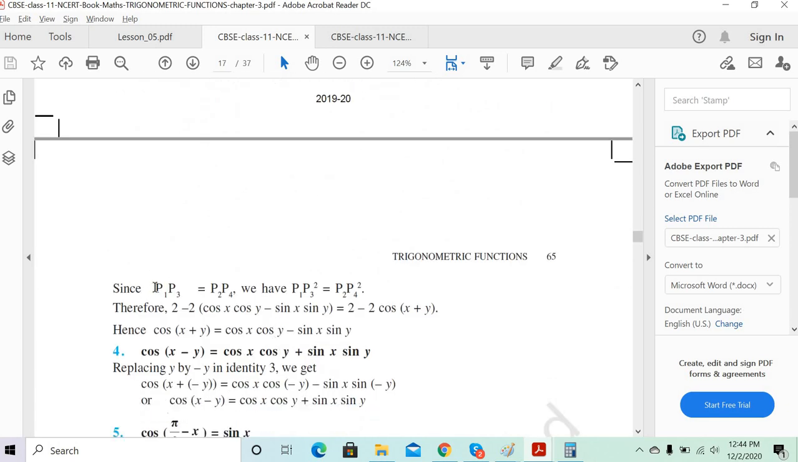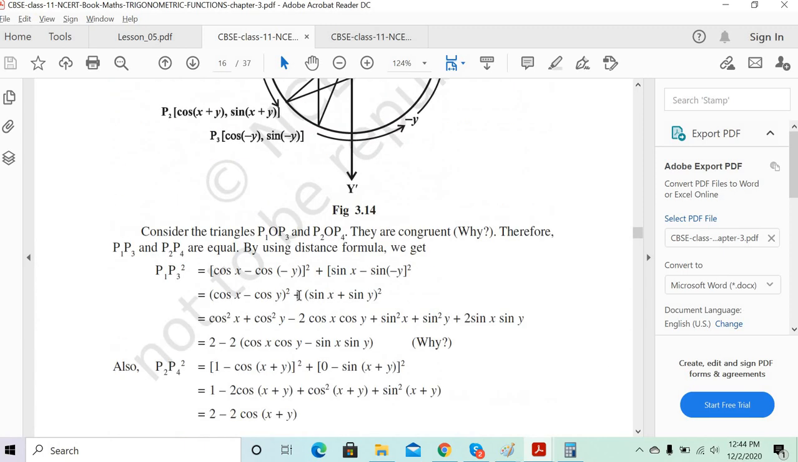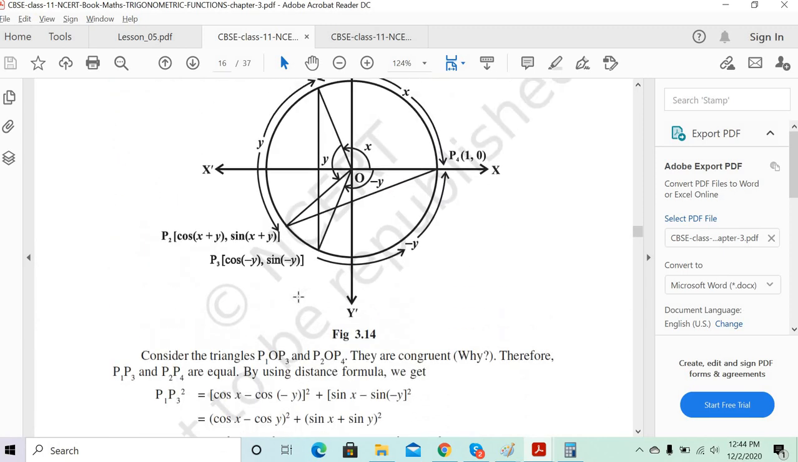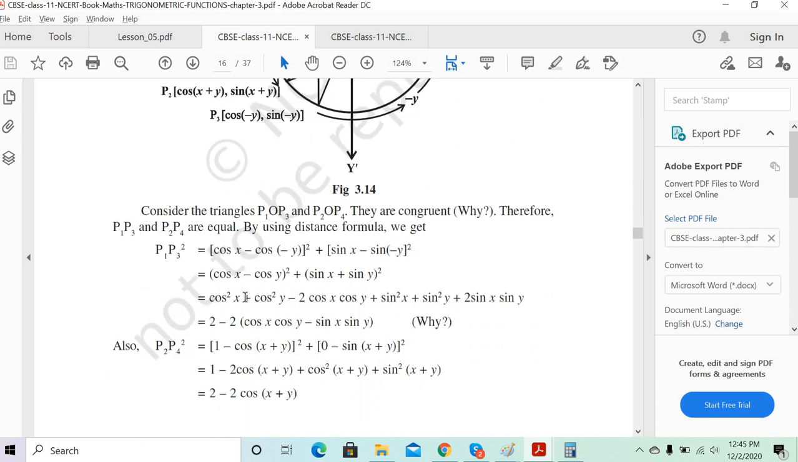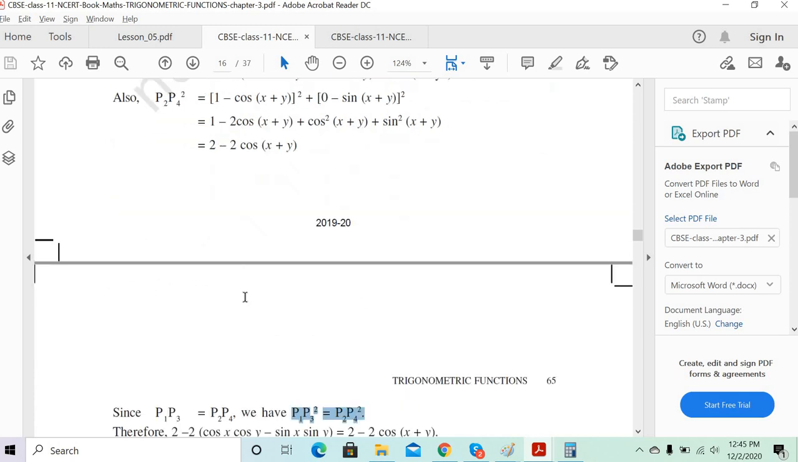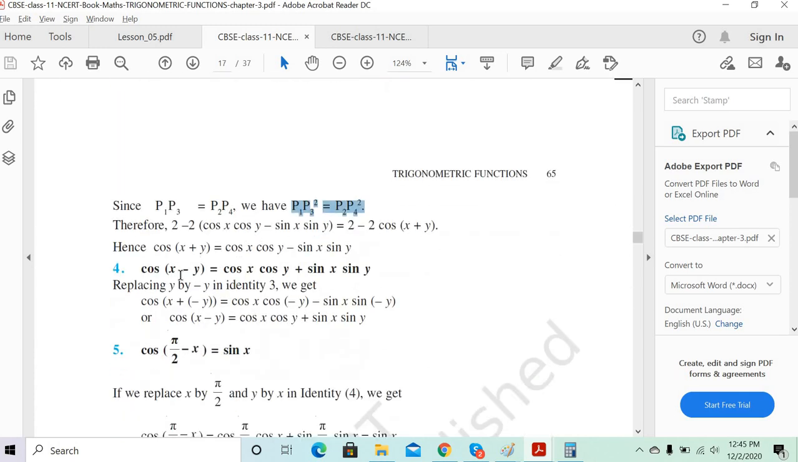So you equated both the things now? No, I just found P1P3 whole square and P2P4 whole square. Now you equate them, because as per the congruency we proved, these two lengths have to be the same. As per the congruency, even the squares, yes, both squares have to be equal, isn't it? Because just now we proved the two triangles are congruent. Once you equate it, we'll see what you get.